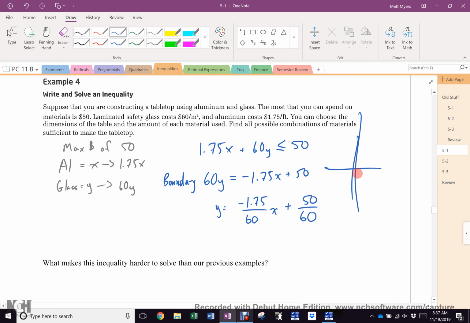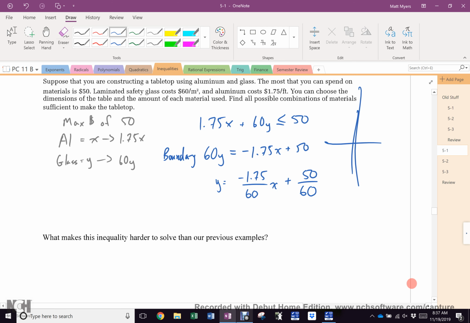What is wrong with this example I've drawn right here? Think about it. Why is this no good? What does this example show that we don't care about? Negatives. Why would I have any negatives? Can I buy a negative amount of aluminum? Can I buy a negative amount of glass? So I don't need any negatives, do I?